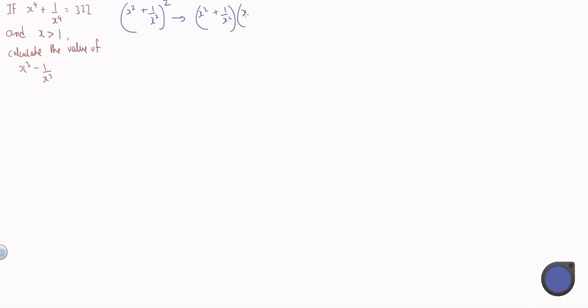Obviously there's two of these. x squared times x squared. x squared times 1 over x squared. And we've already seen at the start of the video how to do this. Right, at this stage, 1 plus 1 is obviously 2, isn't it? Just make that into a 2.